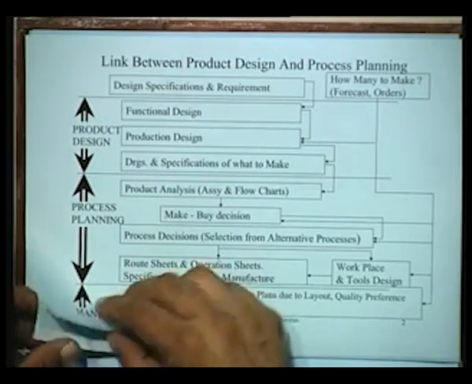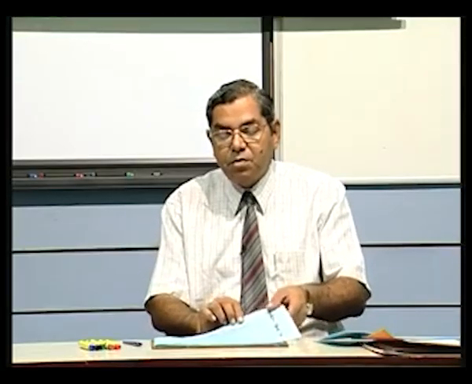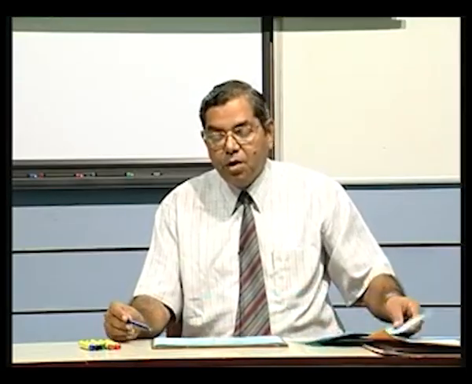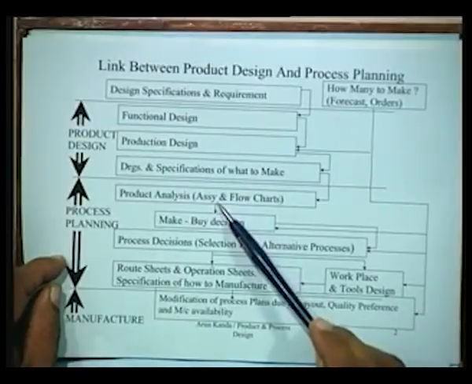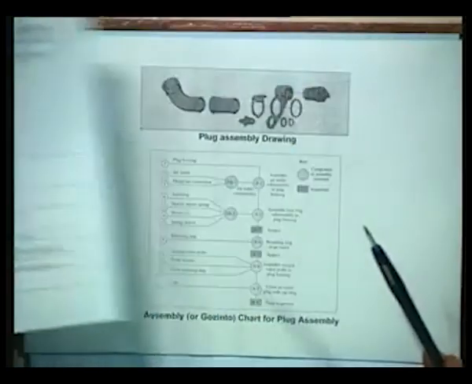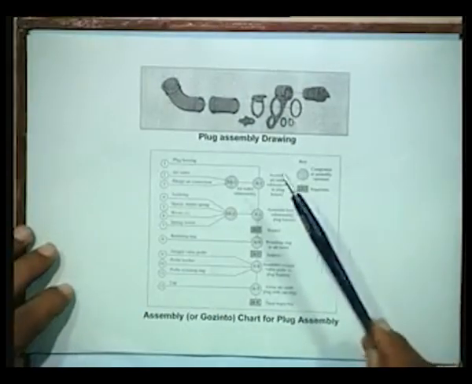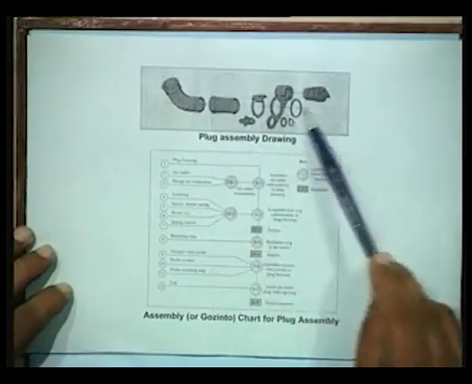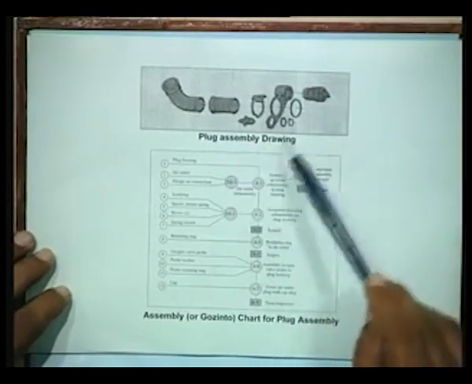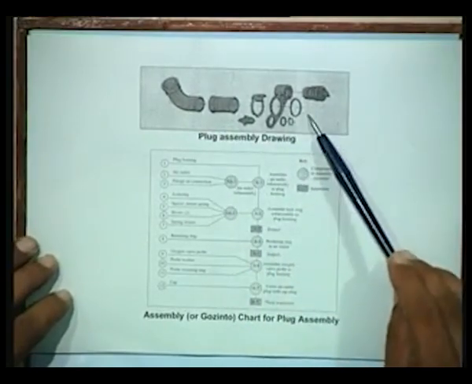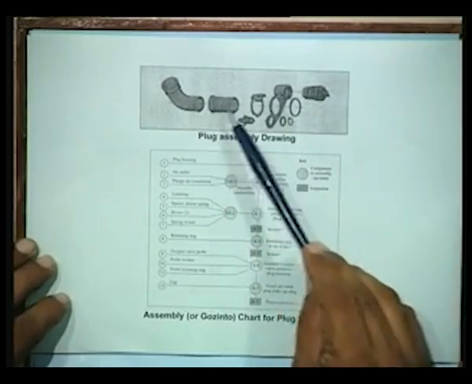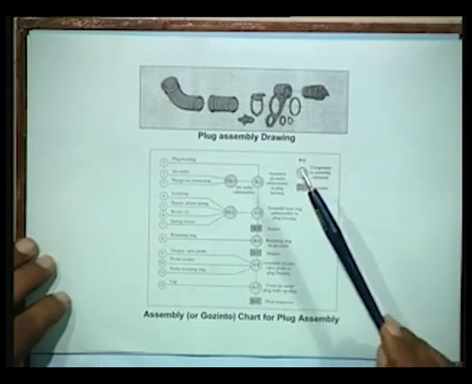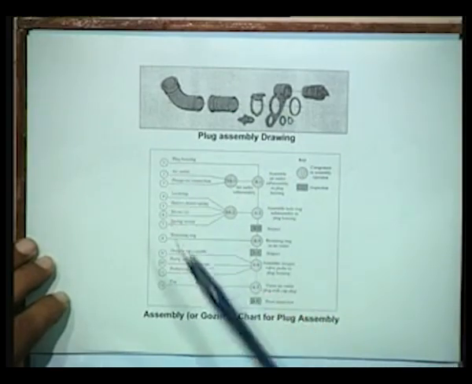Now just to clarify some of the major documents which are involved in this exercise, let's take a look at some of the documents. For instance, we were talking here at this stage about assembly charts and flow charts. Let's first see what is an assembly chart. If a component like a plug assembly drawing is available, and this is the product which we have to make, what would normally happen is that the various components which go to make the entire assembly would be shown here in an assembly chart or a goes-into chart.